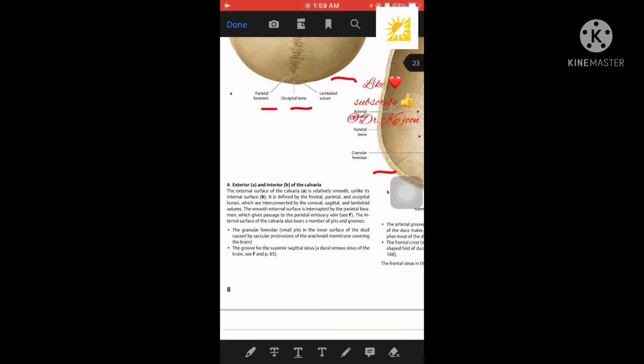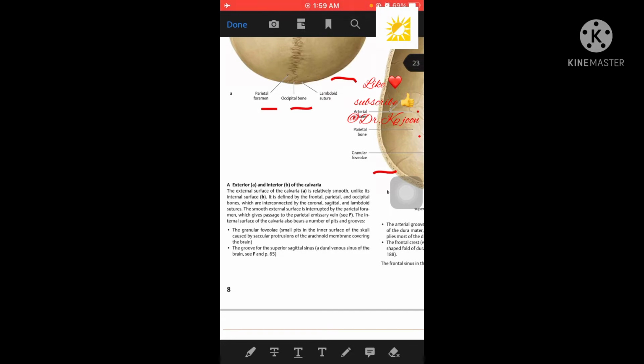If we talk about the exterior and interior of the calvaria, the external surface of the calvaria is relatively smooth, unlike its internal surface. It is defined by the frontal, parietal and occipital bones, which are interconnected by the coronal, sagittal and lambdoid sutures. The smooth external surface is interrupted by the parietal foramen, which passes the parietal emissary vein. The internal surface of the calvaria also bears a number of pits and grooves.